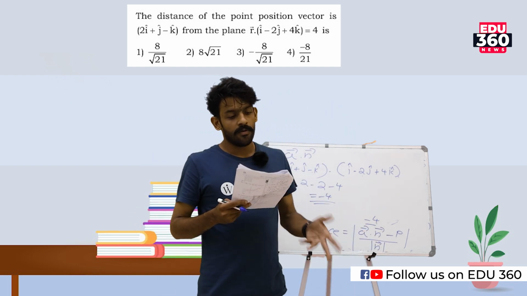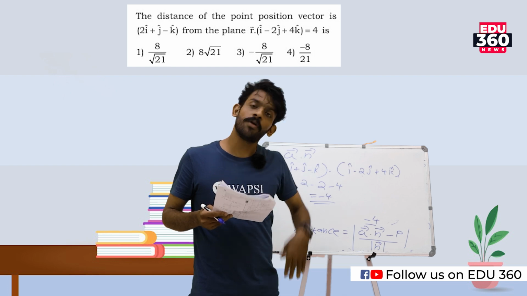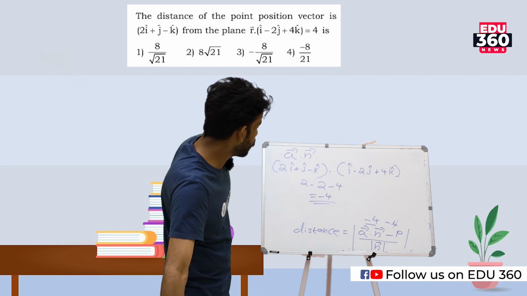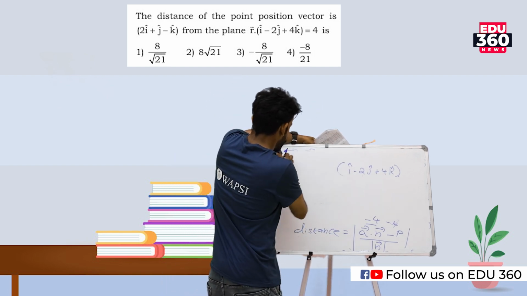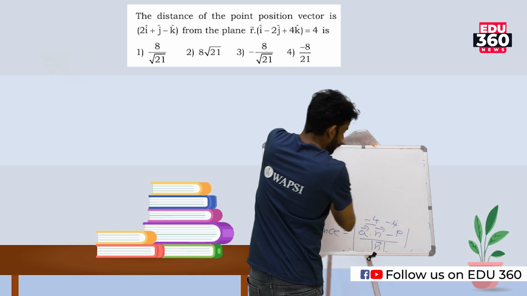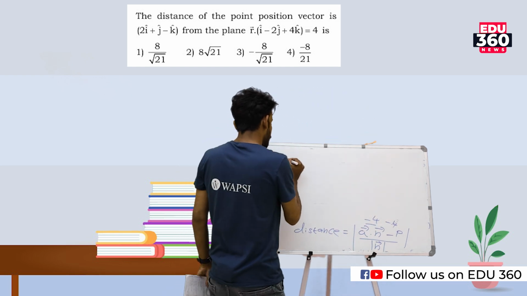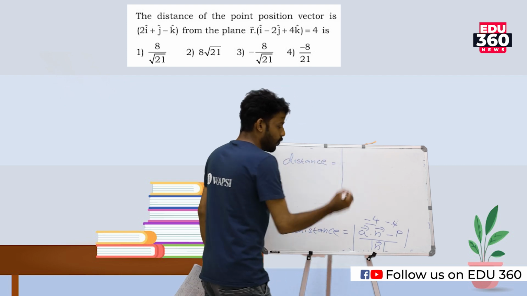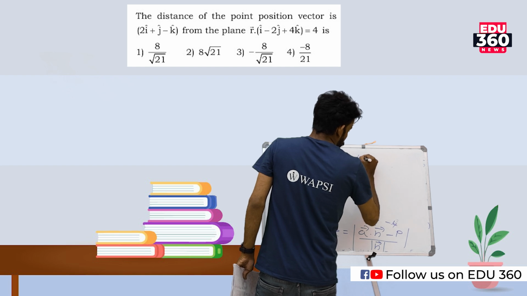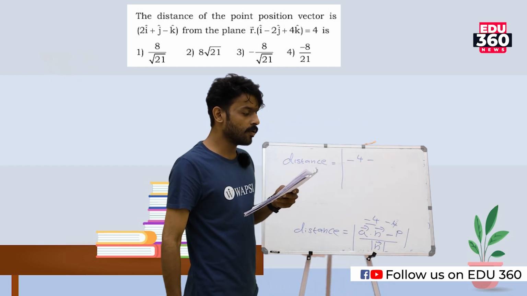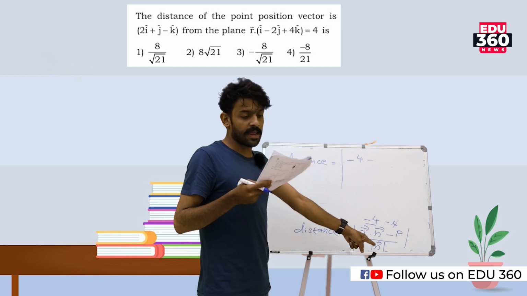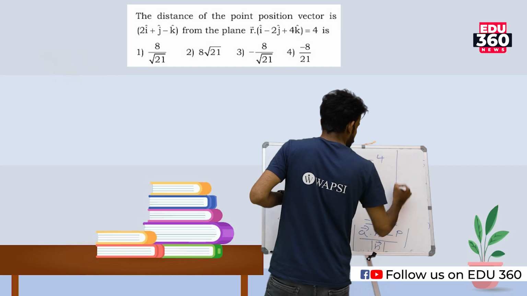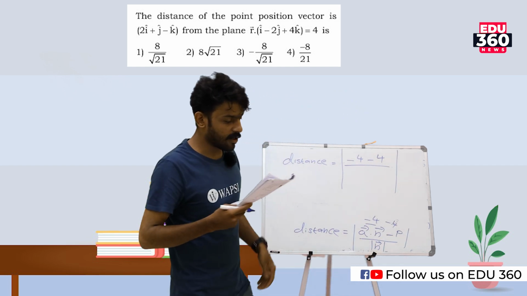And what is the value of p? We already know that p is equal to 4, it's given in the question. Just substitute here. So we can write the distance is equal to modulus of minus 4 minus 4, that is A vector dot n vector minus p, divided by modulus of n vector.